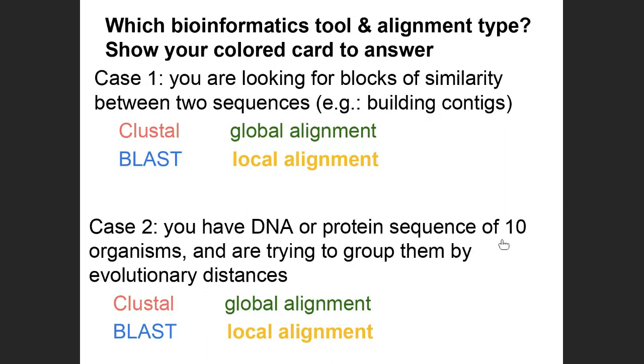We have 10 sequences. So you're already like, okay, this is a multiple sequence alignment. It's not a pairwise. And I'm looking by evolutionary distances. What does that mean? That means how similar, how dissimilar, that's the distance part. How dissimilar are they? And I'm trying to build that tree that I showed you earlier. So which of these would you use?